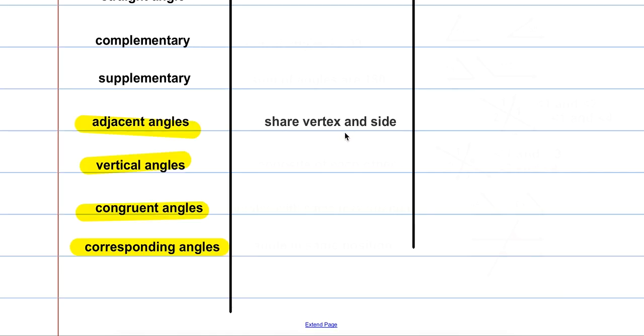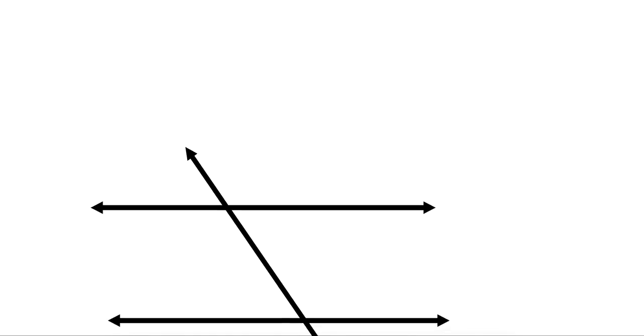Adjacent. Adjacent angles share a vertex and a side. They're right next to each other. So if here is a set of angles, 1 and 4 would be adjacent. They share that vertex and that side. 1 and 2 would be adjacent, 2 and 3, and then 3 and 4. So I want you to draw this in your notebook.